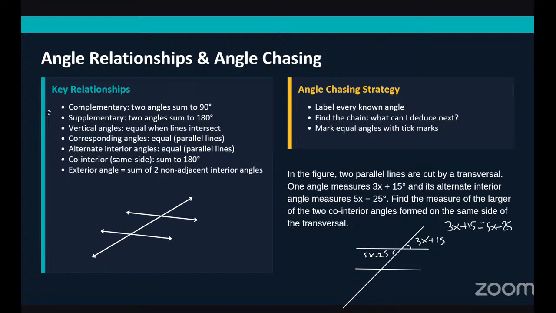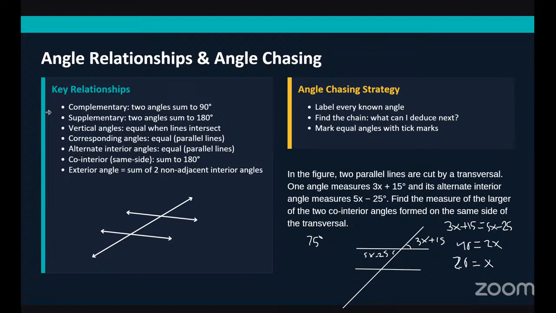So we subtract 3x, 2x equals 40, 20 equals x. So that's how we get x. And then if we plug it back in, we would get that both of the angles are 75 degrees.